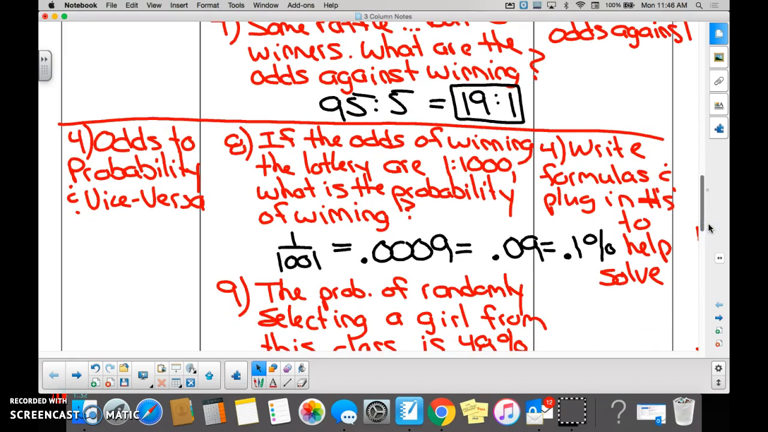And then this is where I think it gets a little trickier. The odds of winning the lottery are 1 winner to 1,000 losers. So the probability then would be number of favorable outcomes is 1, number of total outcomes is 1,001, because this total is 1,001, right? Yes. Decimal multiplied by 100, we got 0.09. We rounded it to 0.1% of winning the lottery. Okay.